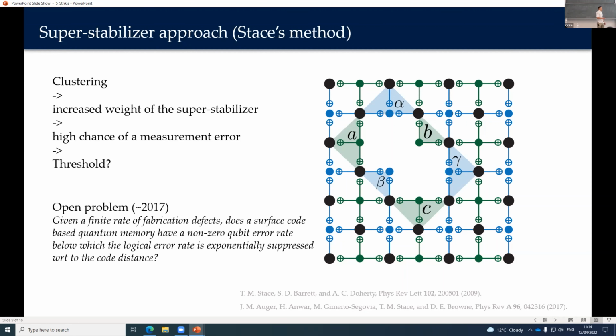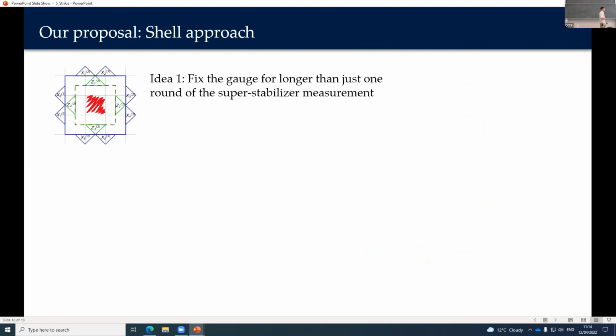Our solution consists of a couple of ideas. The first idea is that we will fix the gauge of the super stabilizer for longer than just a single round. In the Stace method, as previously, we would measure the super stabilizer by measuring the respective gauge operators, let's say the X gauge operators. So we measure the X super stabilizer, then we switch to the Z super stabilizer, then we switch to X, and so we alternate every single measurement round. We propose to keep measuring one type of super stabilizer for longer.